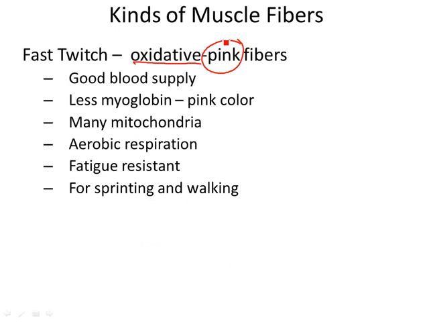The pink also has a good blood supply. Not as much myoglobin as those slow twitch fibers, but they do have myoglobin, and that gives you that pink color. Doesn't have as many mitochondria as the slow twitch, but they do have a fair amount. They're aerobic, and again, they don't fatigue. And these are muscles that we use a lot for like sprinting and walking. Not endurance, but for things that we do every day, you know, typing, exercises that are pretty repetitive, but not necessarily for endurance. They last maybe 5 minutes to 10 minutes to 20 minutes, not hours, okay?